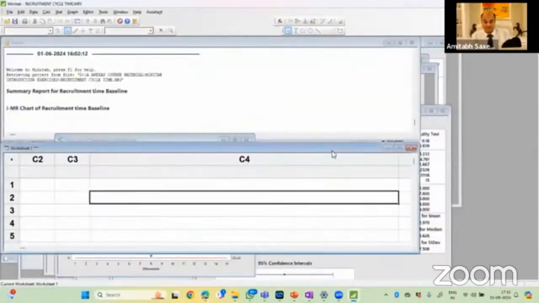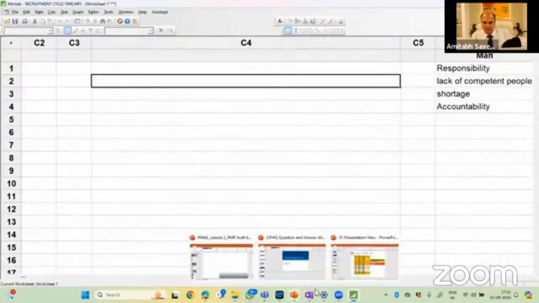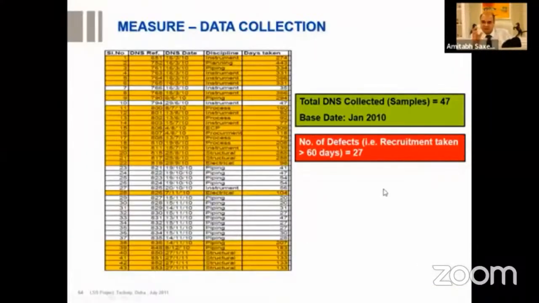Now, I'm not happy with my process, so I will proceed. I will also do one more thing, which is known as sigma level calculation, which is not in our syllabus right now. So just don't worry about it. But I'll just show it. We also find what is a defect in our process. So here we have taken a defect definition as any recruitment taking more than 60 days is a defect. So today we have 27 defects out of 47.